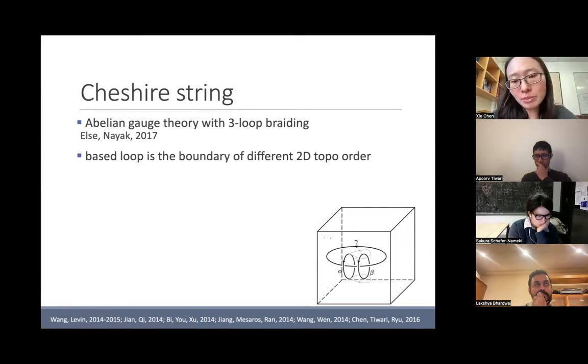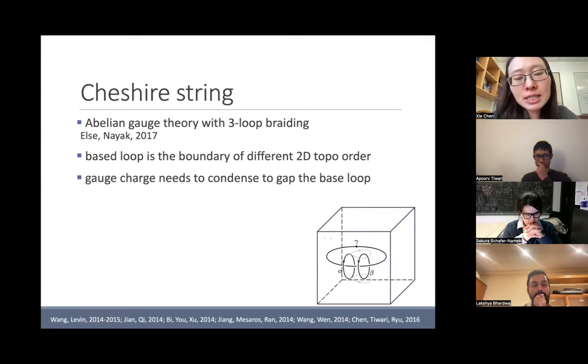And then the base loop basically becomes a boundary of different 2D topological orders. I won't go into detail why this is the case, but with three-loop braiding, we can see that this is the case. And when this is the case, in order for the base loop to be gapped, in order for the boundary between different 2D topological orders to be gapped, it is often the case that the gauge charge has to be condensed.